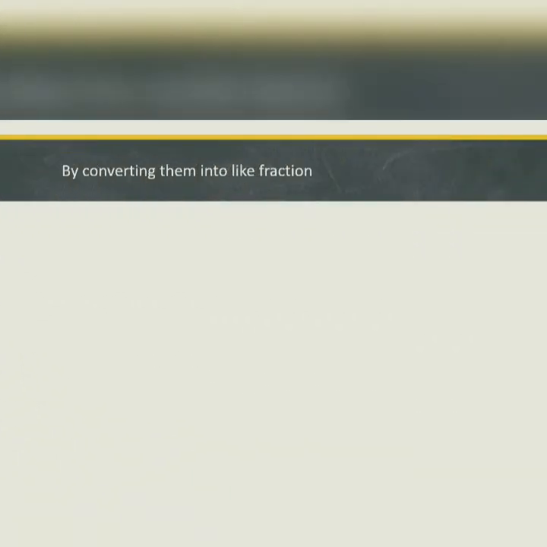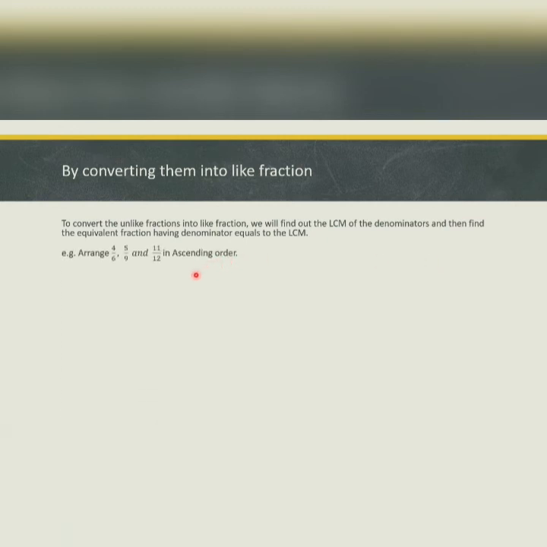Now order or compare the fractions by converting them into like fractions. To convert unlike fractions into like fractions, first we will find the LCM of the denominators and then find the equivalent fractions having denominators equal to the LCM. That means if you are given any fractions, the first step is to take out their LCM. Like 4 upon 6, 5 upon 9 and 11 upon 12. If you have to arrange them in ascending order, first take out the LCM of 6, 9 and 12. The LCM of 6, 9 and 12 is equal to 36.